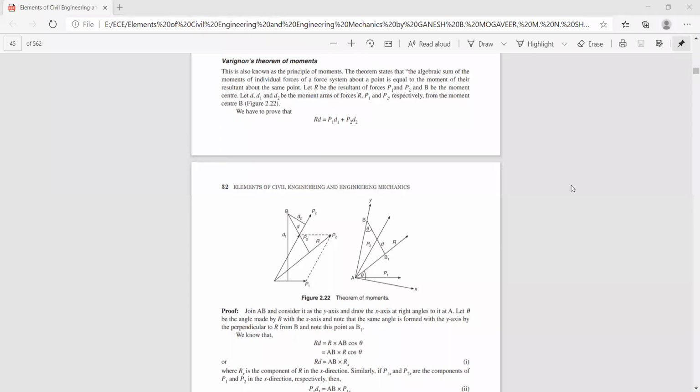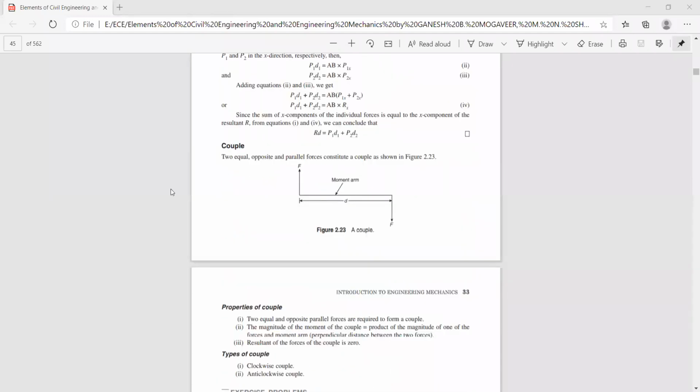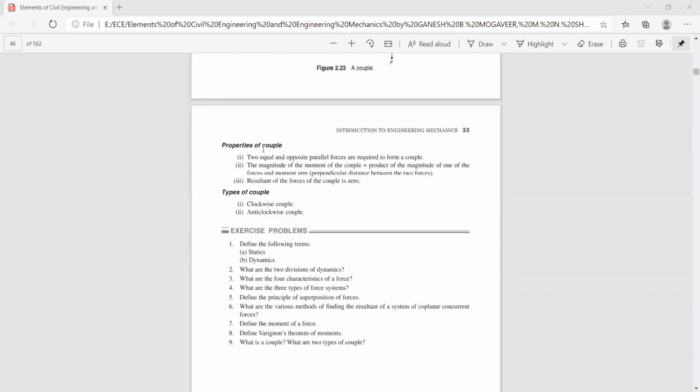Now, so far we have discussed all these concepts. Now we know what a couple is and what the properties of a couple are, and we also know the types of couple, whether the couple can be a clockwise couple or an anti-clockwise couple. So this completes the fundamental concepts in engineering mechanics. So these are the exercise problems. That means we know, define the following terms. We know what is statics, we know what is dynamics, and what are the two divisions of dynamics. We know that is kinetics and kinematics.